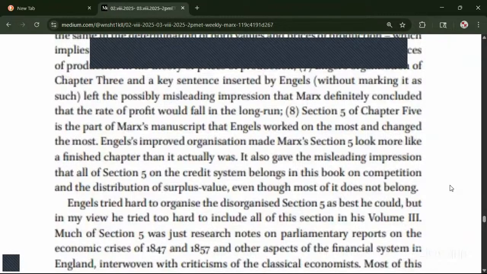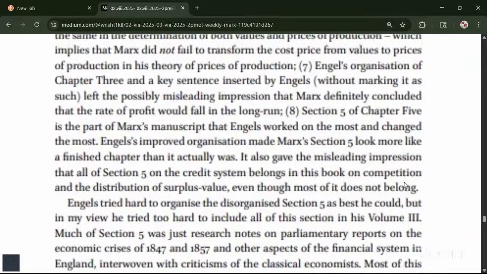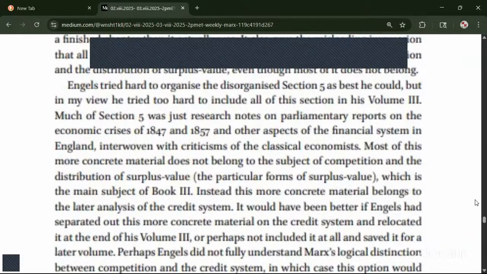Engels tried hard to organize the disorganized section 5 as best he could, but in Moseley's view, he tried too hard to include all of this section in his volume 3. Much of section 5 was just research notes on parliamentary reports on the economic crises of 1847 and 1857, and other aspects of the financial system in England, interwoven with criticisms of the classical economists.